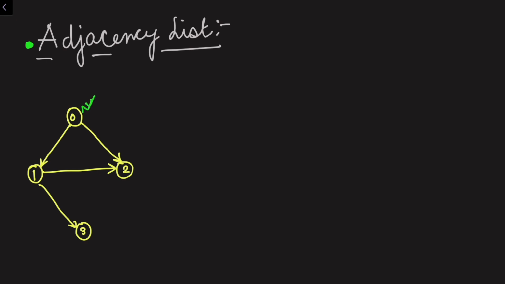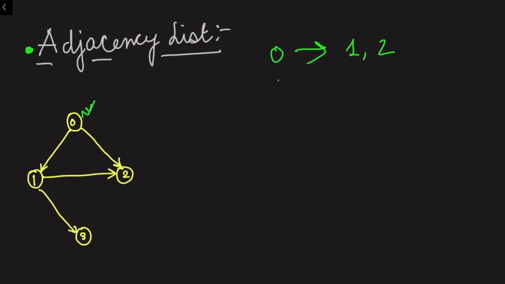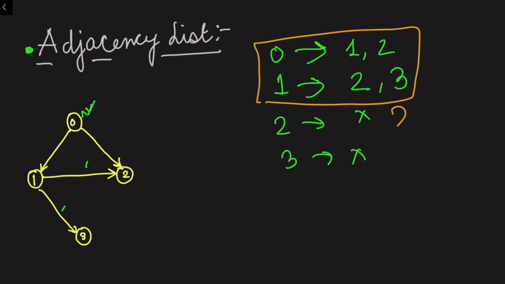We have the node as 0. From 0 we can go to 1 and 2, right? Now from 1 we can go to 2. From 2 we cannot go anywhere, so we'll leave it as it is. And from 1 we can go to 2 and 3 both. Now from 3 we cannot go anywhere. So for this purpose we are going to use only this much space. We are not going to use these other spaces, right?